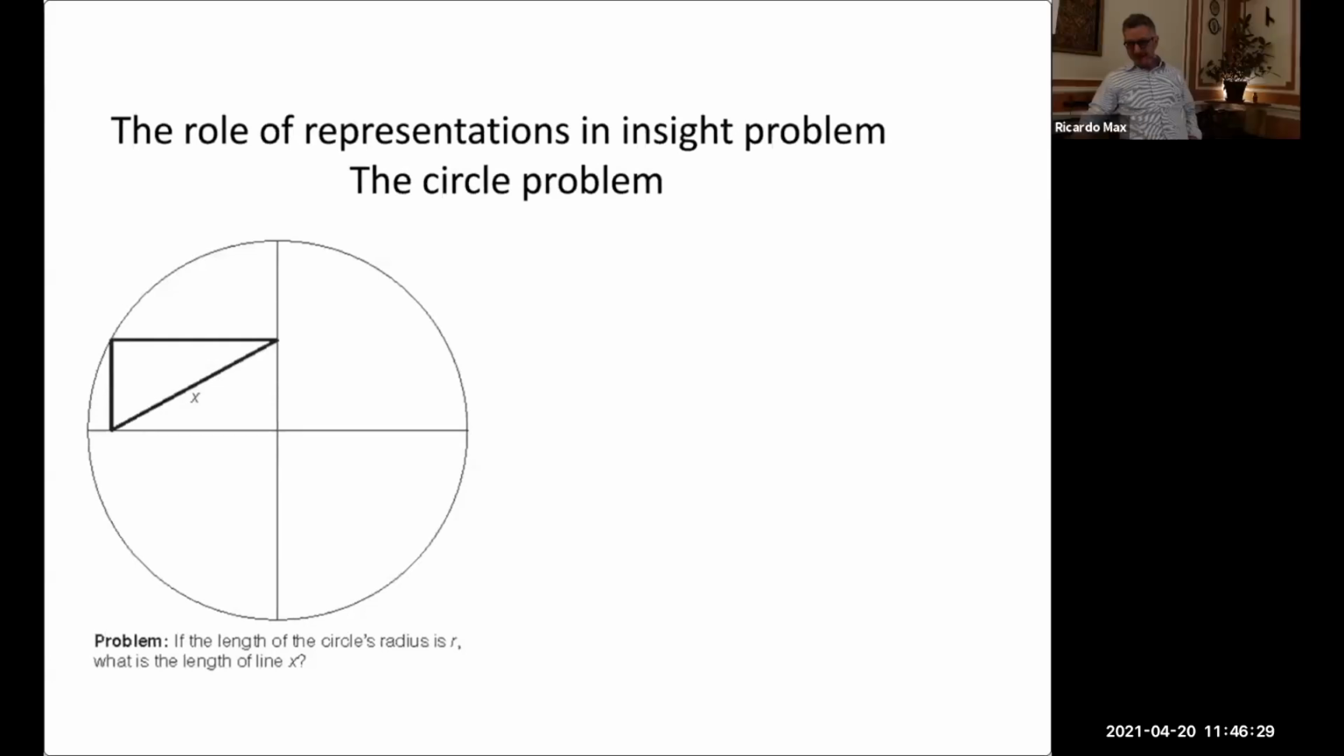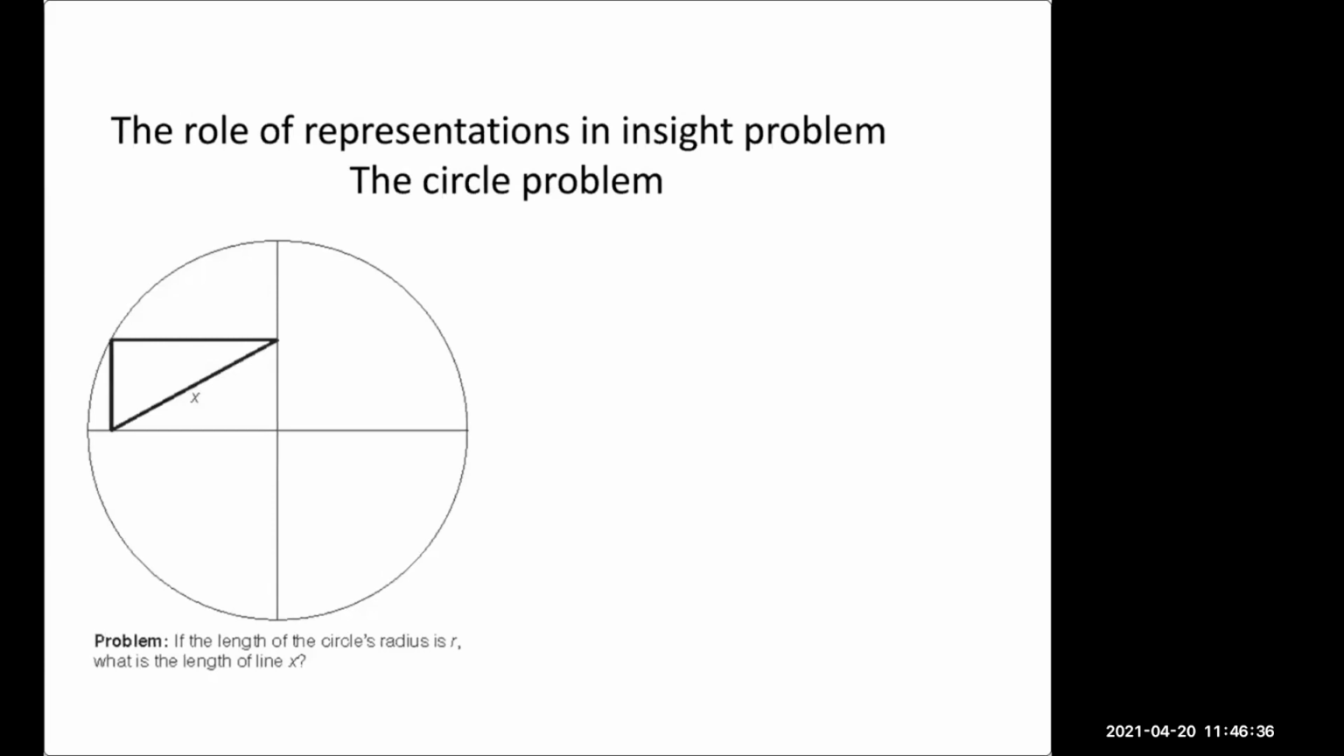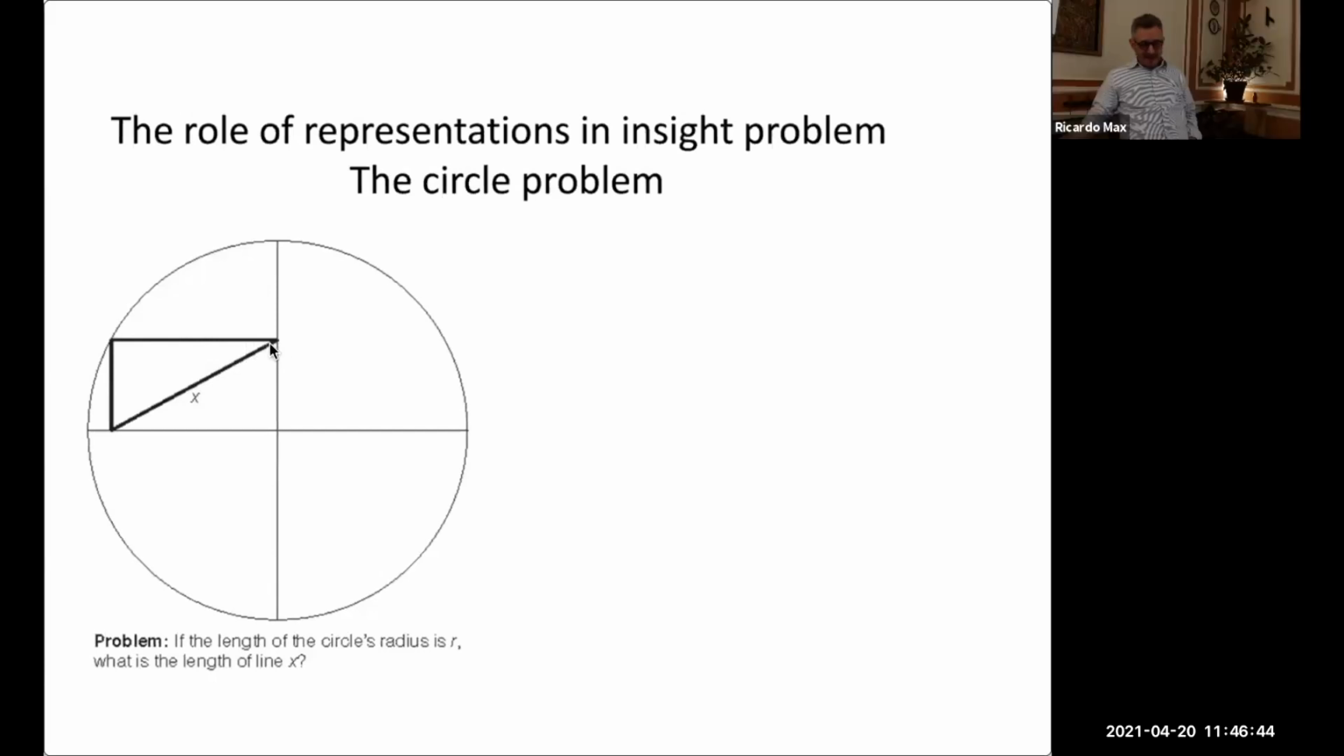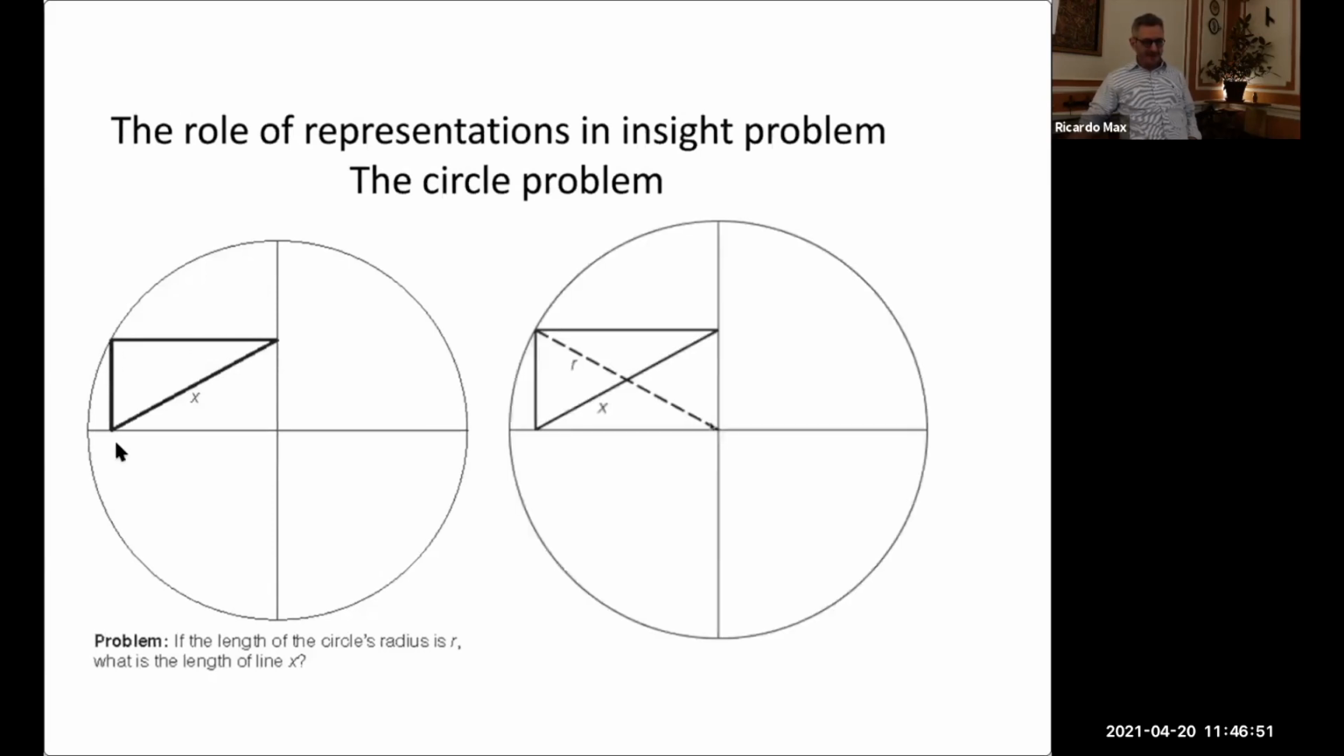Equal to R. Why? Can you explain why? Because if you move the triangle, it will equal R. Yes, if you flip it, this distance. Let me show you. This is a rectangle. So in a rectangle, the diagonals are identical. So the critical insight was to move or to flip this triangle inside your head.